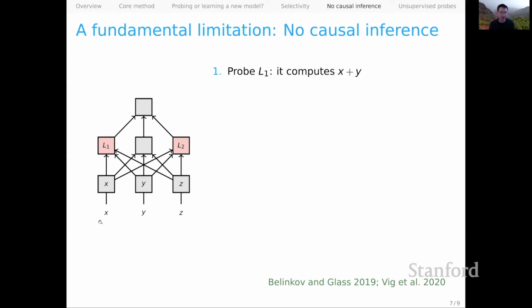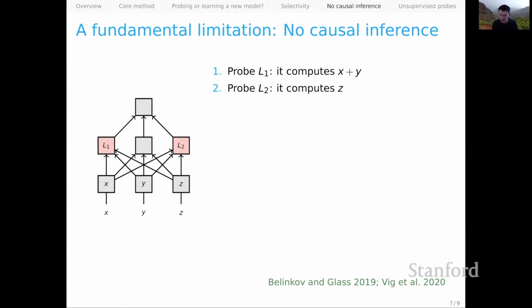Right, so you can easily imagine that you probe this position L1 here and you find that it computes x plus y, which might be starting to reveal for you that there's some kind of tree structure to this model. Even though it was densely connected, it has learned a structured solution to the problem. And you might probe L2 and find that it computes z, and that would really lead you to think that you've got a kind of interesting tree structure with constituents for this addition problem.